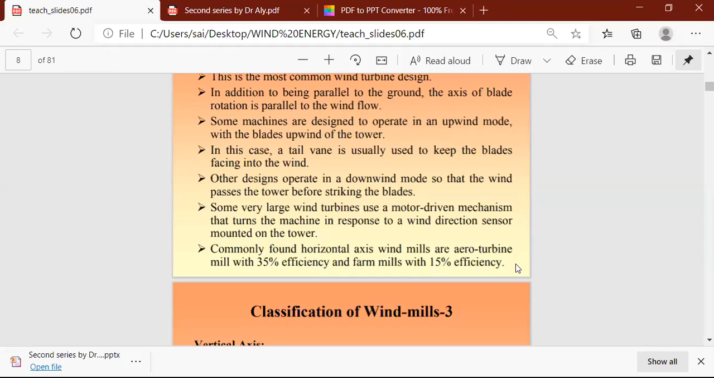So horizontal axis wind turbines are generally used for commercial purposes, and here the aero turbine mills have 35% efficiency and farm mills have 15% efficiency. But these efficiencies are very low, 35% and 15%, but still we are using the horizontal axis turbine on a commercial basis, because the input source for the wind turbine is wind, which is freely available in nature. So that's why we are using it.